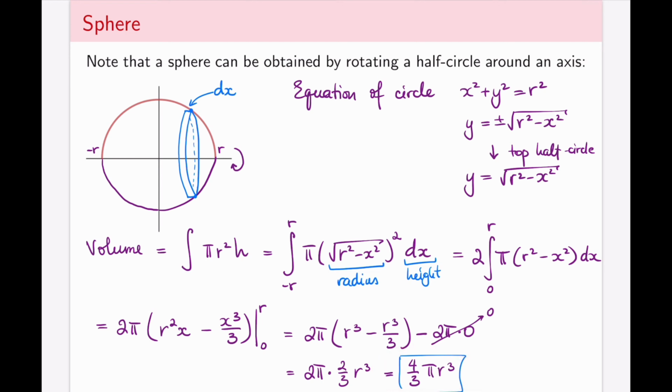Does that seem familiar? 4/3 pi r cubed. Of course, this better seem familiar. That is exactly the volume of the sphere formula that you've always been told as an undisputable fact.